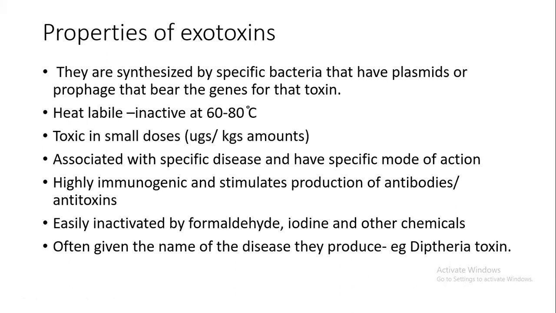Let us discuss the properties of exotoxins first. They are synthesized by specific bacteria that have plasmids or a prophage integrated within the genome that will encode the gene for the toxin. They are heat labile, meaning they will get inactivated at temperatures around 60 to 80 degrees Celsius. They are highly toxic, so even small doses, about micrograms per kilogram, are enough to induce a toxic effect. And they are associated with a specific disease and have a specific mode of action.